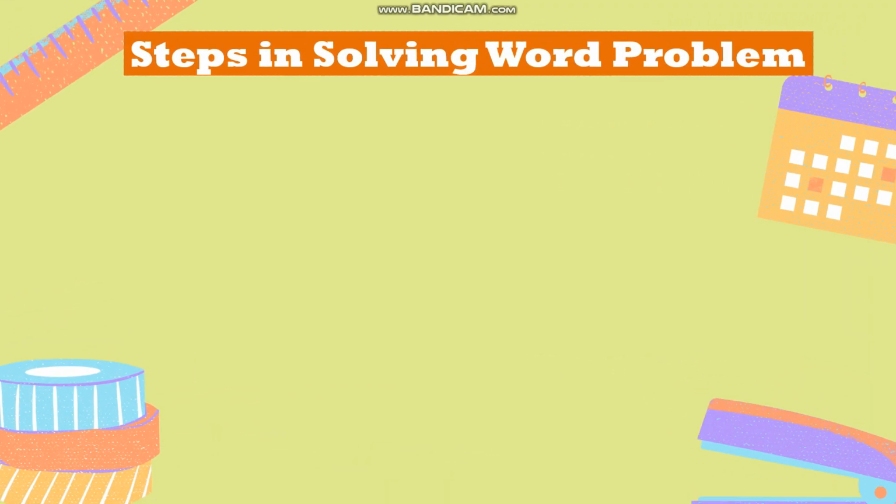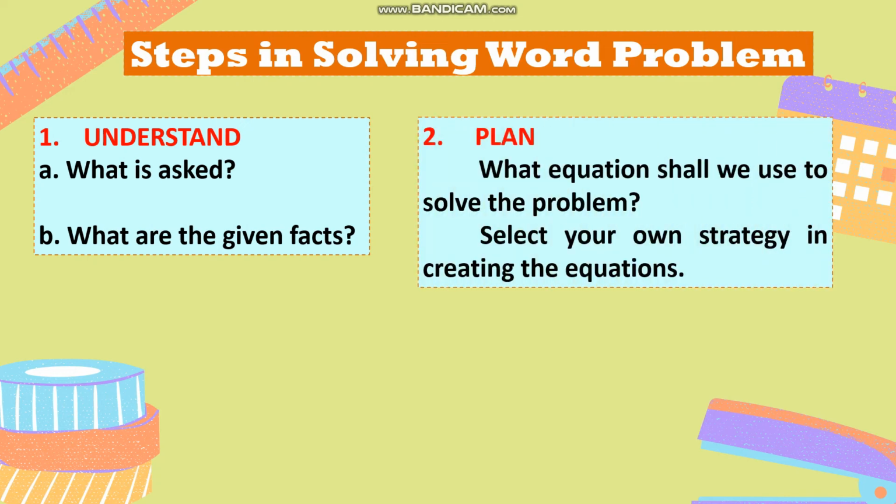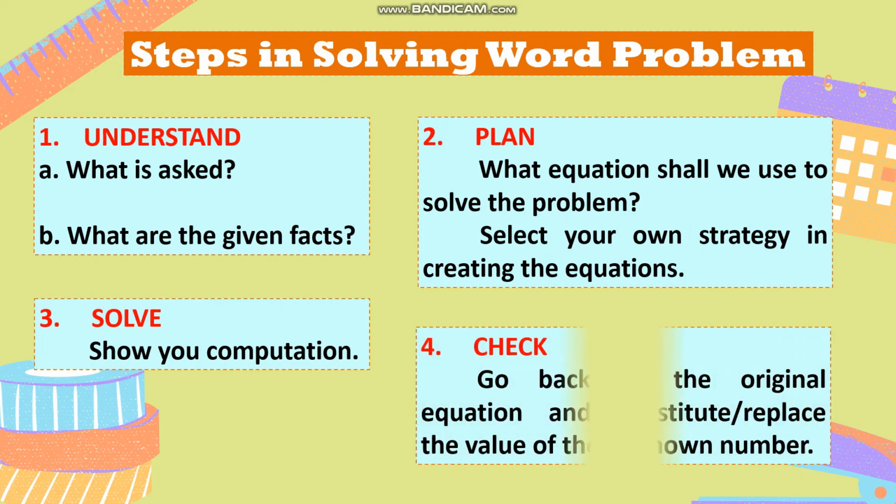Steps in solving word problem. Number 1. Understand. Letter A. What is asked? Letter B. What are the given facts? Number 2. Plan. What equation shall we use to solve the problem? Select your own strategy in creating the equations. Number 3. Solve. Show your computation. Number 4. Check. Go back to the original equation and substitute or replace the value of the unknown number.